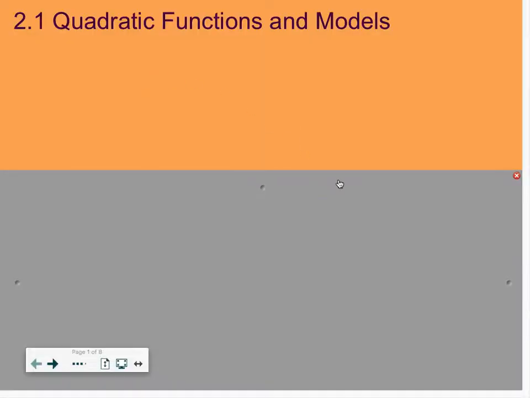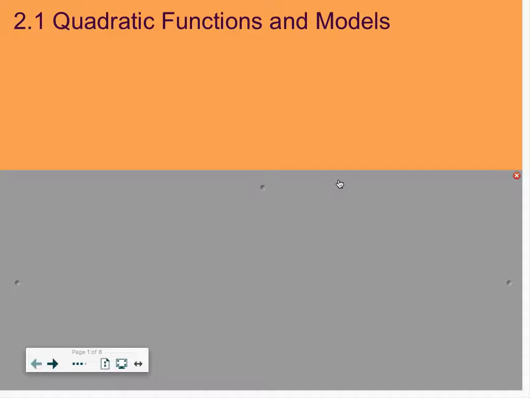So chapter 2 primarily deals with polynomials and the different things we can do with polynomials. So we're going to start today with the second most basic polynomial. First most basic would be like a linear function, right? Well, we're past that. That's so Algebra 1. We're going to concentrate on quadratics.